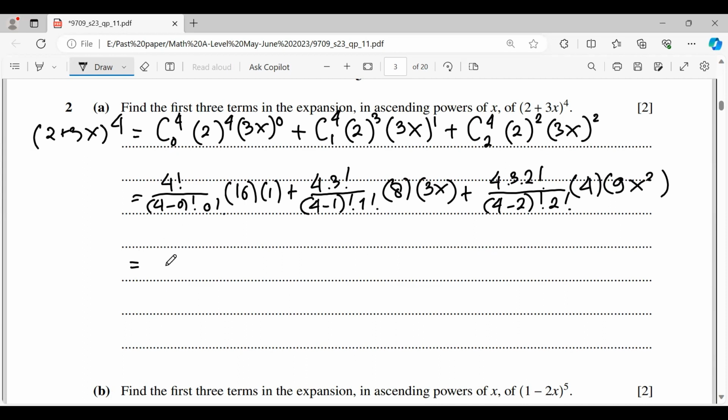The first is 1, because 4 factorial over 4 factorial is 1, times 16 times 1. Then 4 times 8 times 3, which I will calculate as 96x. Plus 12 divided by 2 is 6, and 6 times 4 times 9 is 216x squared. So the answer is 16 plus 96x plus 216x squared.